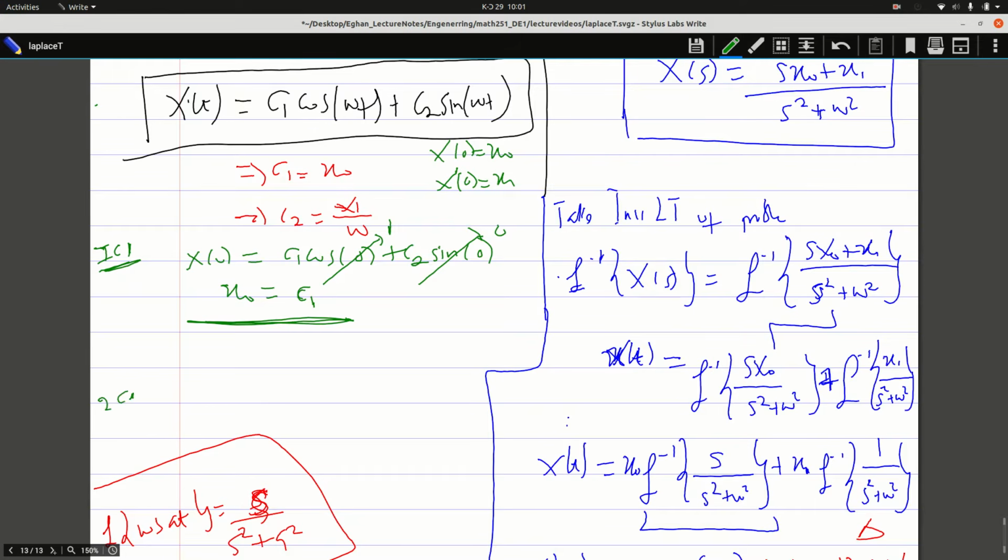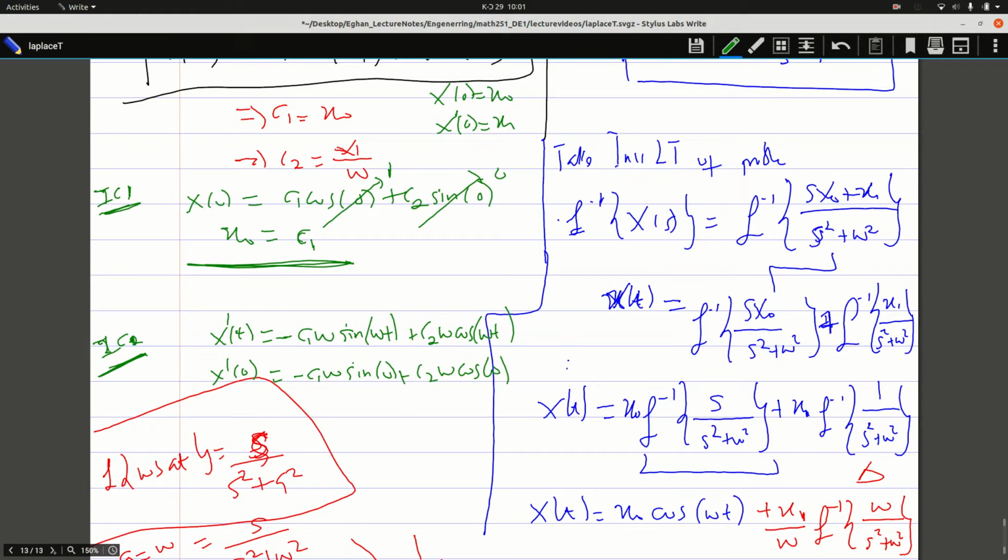For the second initial condition, I first have to differentiate x of t. So x prime of t is going to be negative c1 omega sine omega t plus c2 omega cos omega t. You know how to differentiate your cos and sines. Now I evaluate at 0, which gives negative c1 omega sine 0 plus c2 omega cos 0. What is x prime at 0? It is x1, and since sine 0 is 0 and cos 0 is 1, I have x1 equal to c2 omega. This means that my c2 is equal to x1 over omega, and we've established that too.